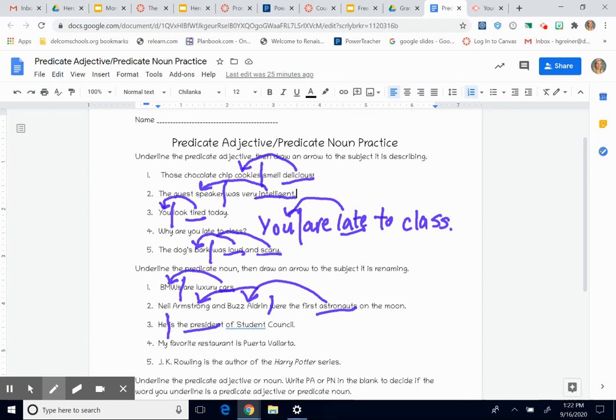Okay, the pen decided not to work, so we are going to use our finger. My favorite restaurant is Puerto Vallarta. Find my linking verb, draw my line. Puerto Vallarta is the noun that is renaming restaurant.